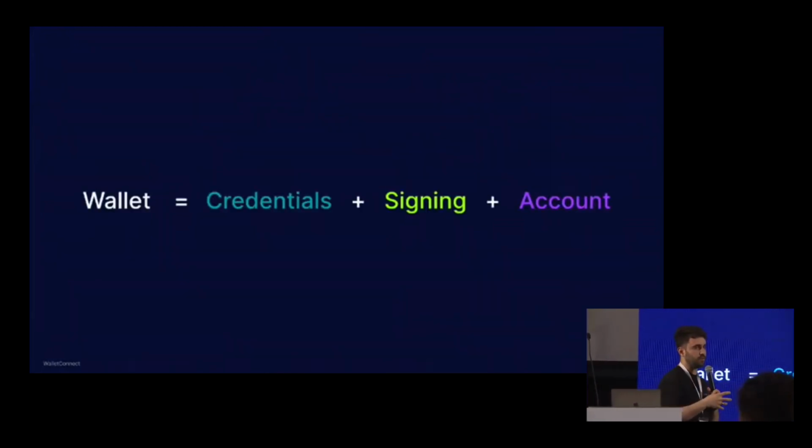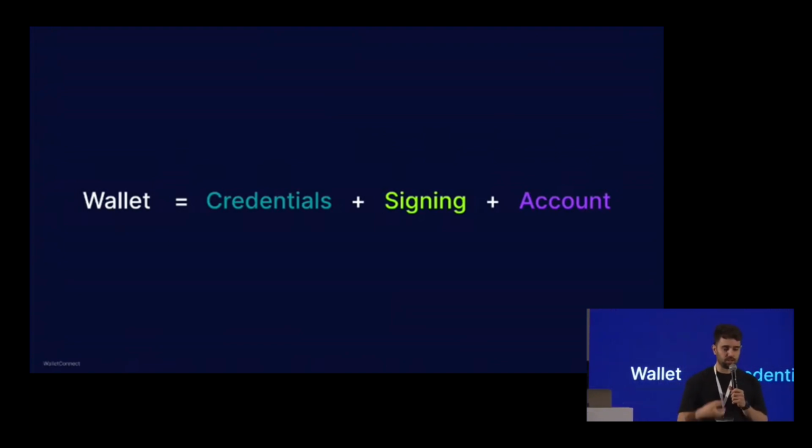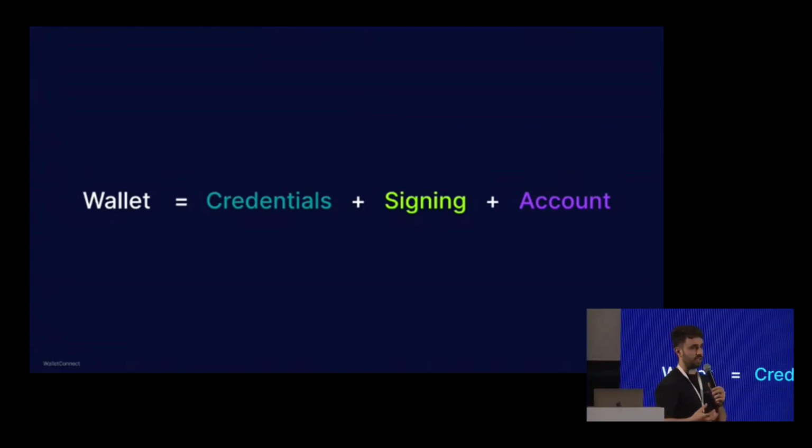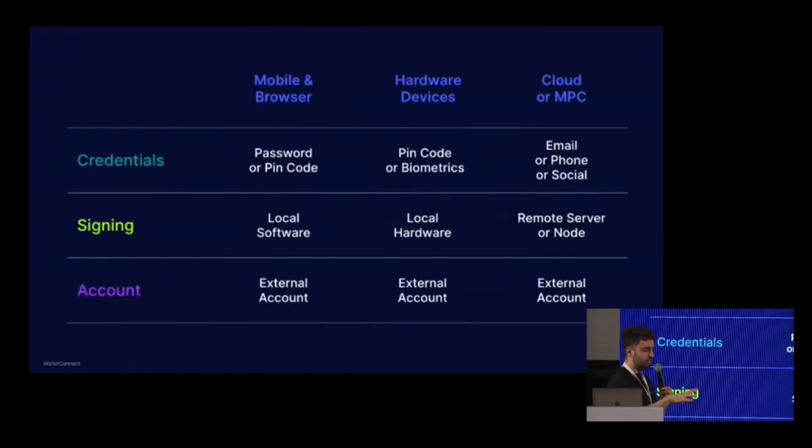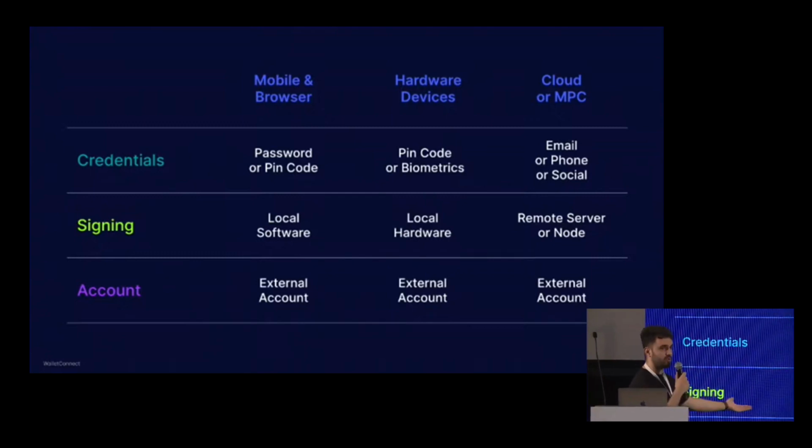A wallet, when you think about it, is another application, but it consists of three main things. It has a set of credentials, it has some signing capabilities, and it tracks an account. And there are different types of wallets today, as some of you may know. Maybe you're going to learn something new today, which I hope so. If you consider these three components, the mobile wallets or the browser wallets that you have have a set of credentials that are usually a password or PIN code, and they run some local software that has some signing capabilities, and they target an external account.